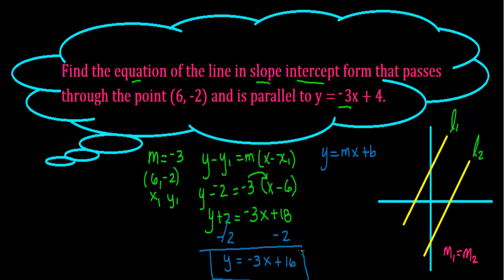This is the equation of a line that is parallel to this line and passes through this point. Notice that both lines have the same slope, but different y-intercepts.